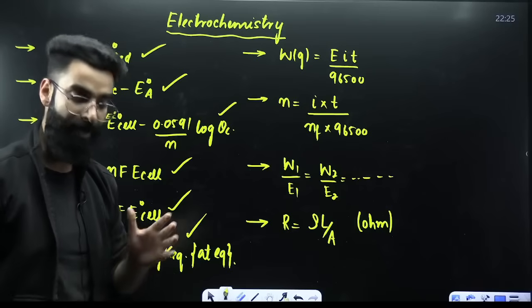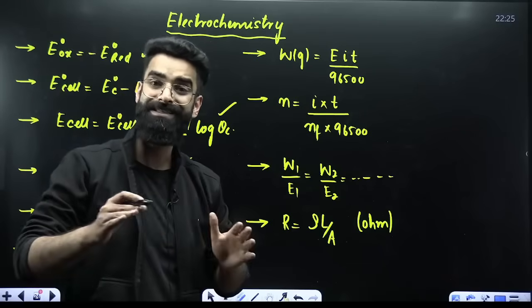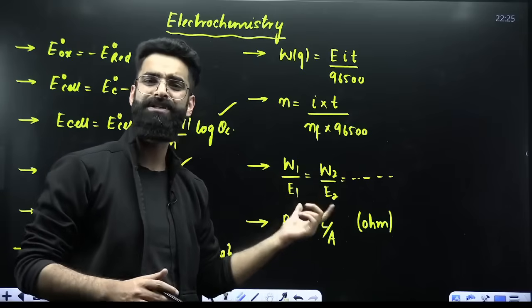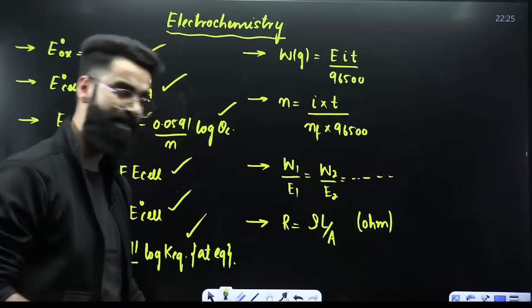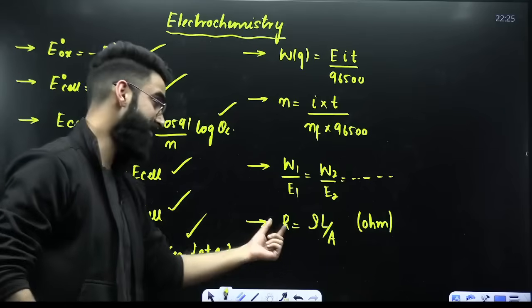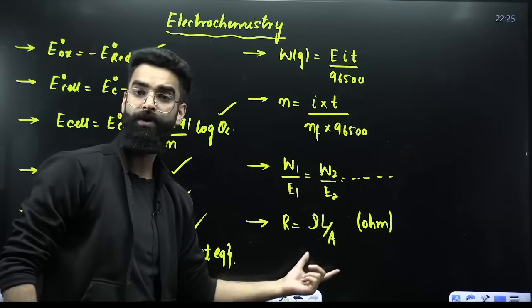As per Faraday's second law, what happens? When you have got two or more than two electrolytic cells connected in series containing different electrolytes, gram equivalents deposited or liberated at every electrode will be the same, right? Now, there are few terminologies which are related to conductance. One is your resistance, right? Resistance is what? Rho L by A.